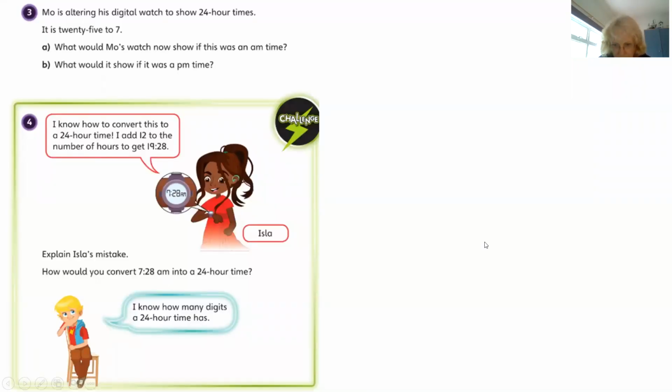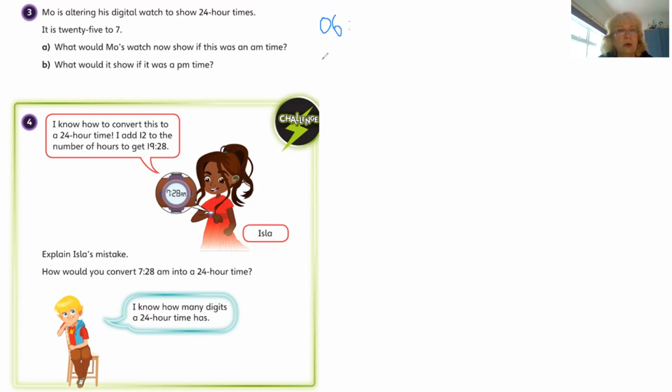Right, let's have a look at question 3, and we have Mo, who is altering a digital watch, and sometimes you can choose with a digital watch whether you want to be 12 or 24 hour. You can certainly do that with my bedroom clock. So he's changing his digital watch, and at the moment it is 25 minutes to 7. So remember, we don't do 7 on digital, we do it as past. So the hour it's left is 6, so I'm going to put 06.